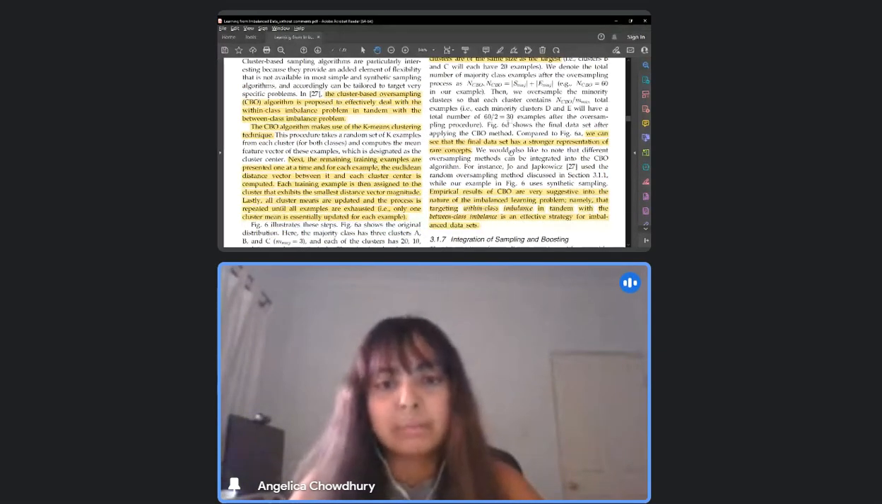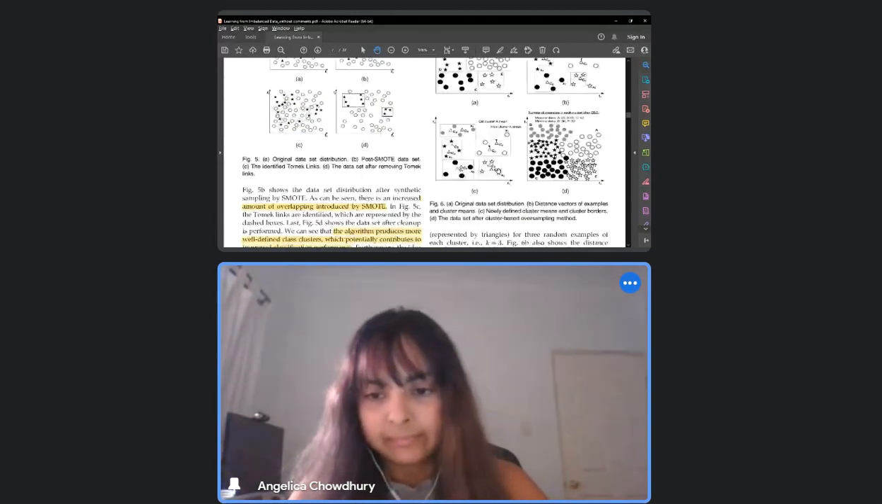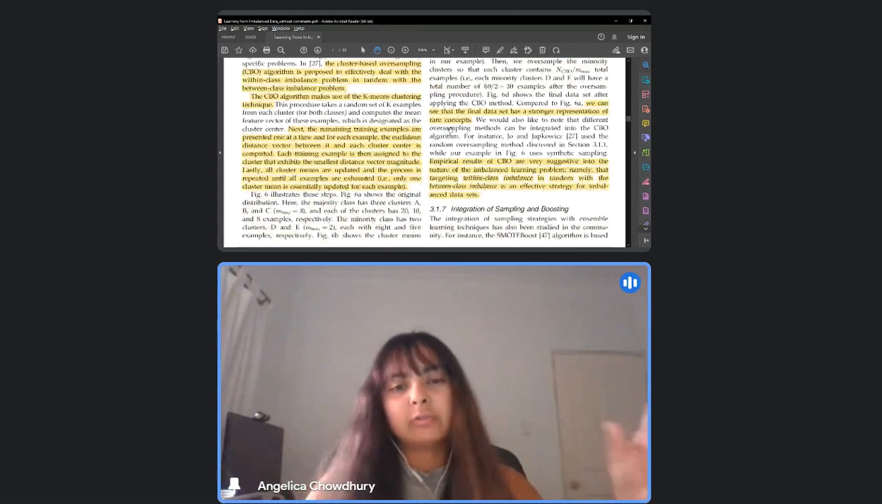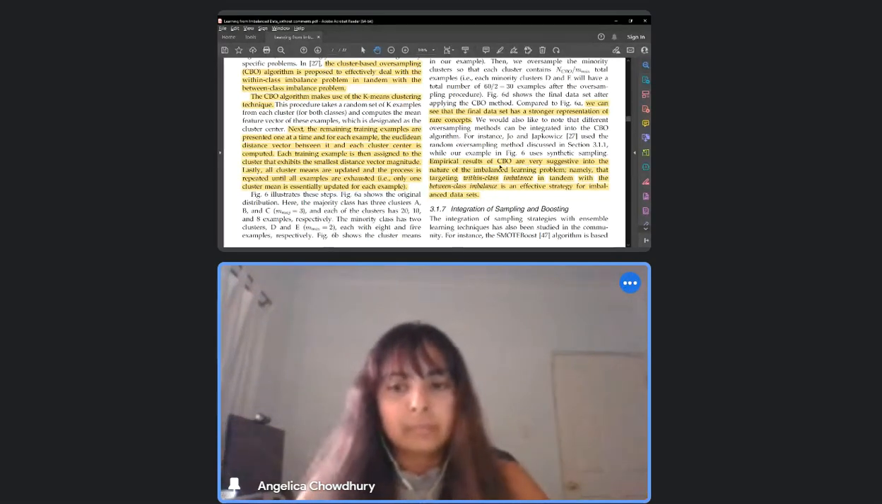The final data set has a stronger representation of rare concepts. As you can see, after all this process, minority class examples are also increased significantly. That's essentially what it's saying. See, there are so many of them. Even though they were rare initially, after clustering this way, we have a lot more minority class examples to learn from.